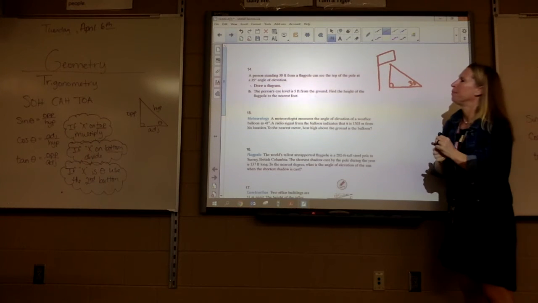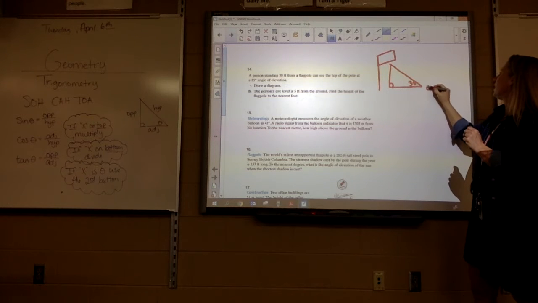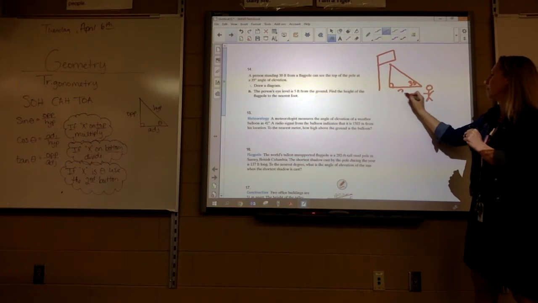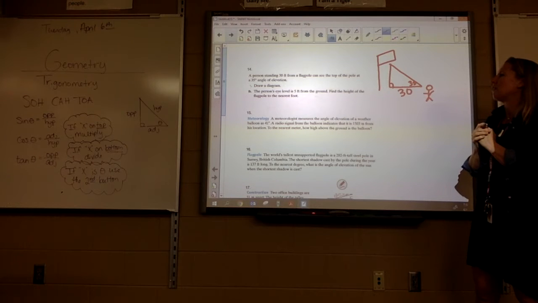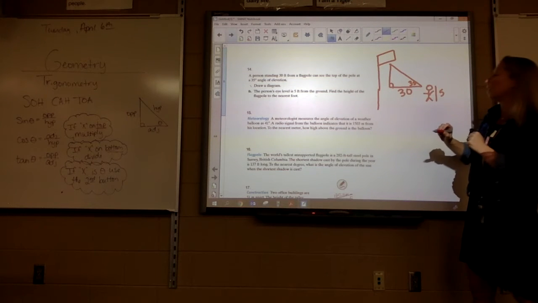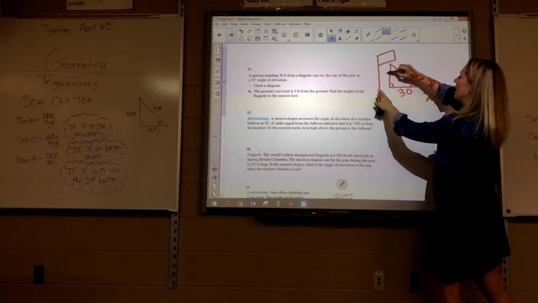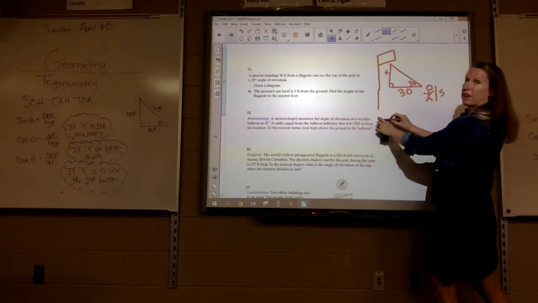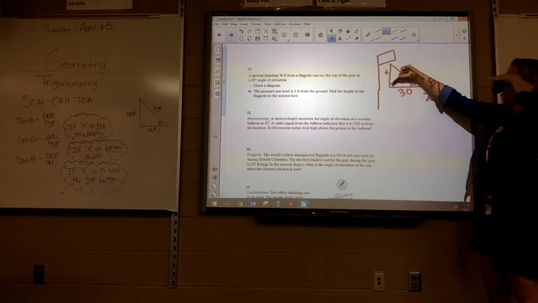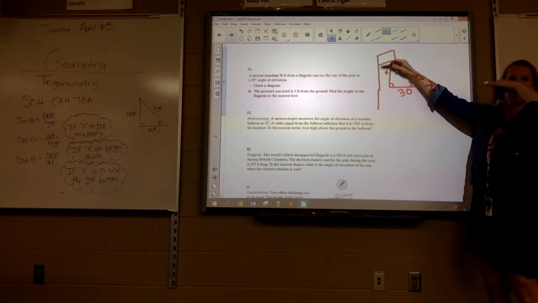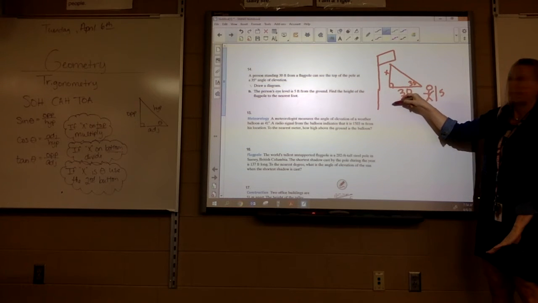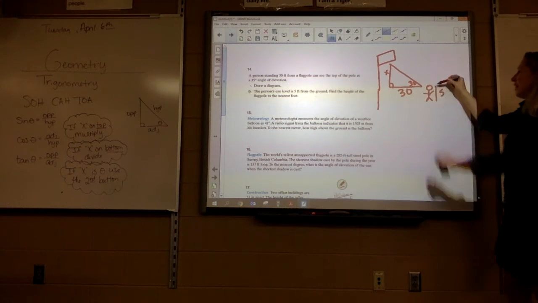So I drew my diagram. He's standing 30 feet away from the flagpole. Where would the 30 go? Bottom. Then it says the person's eye level is 5 feet from the ground, so he or she is 5 feet tall. After I find this length right here, I'm going to add 5 feet to it. Does that make sense? I'm just going to find this piece, which would only be part of the flagpole, so I have to add 5 more feet because he's 5 feet off the ground. Let's do trigonometry.